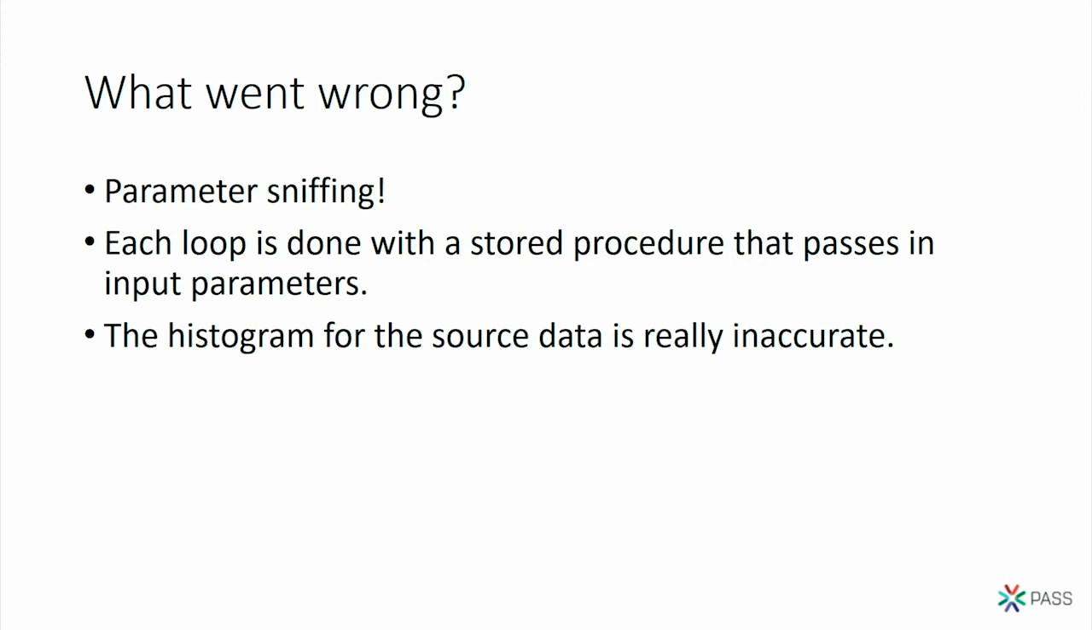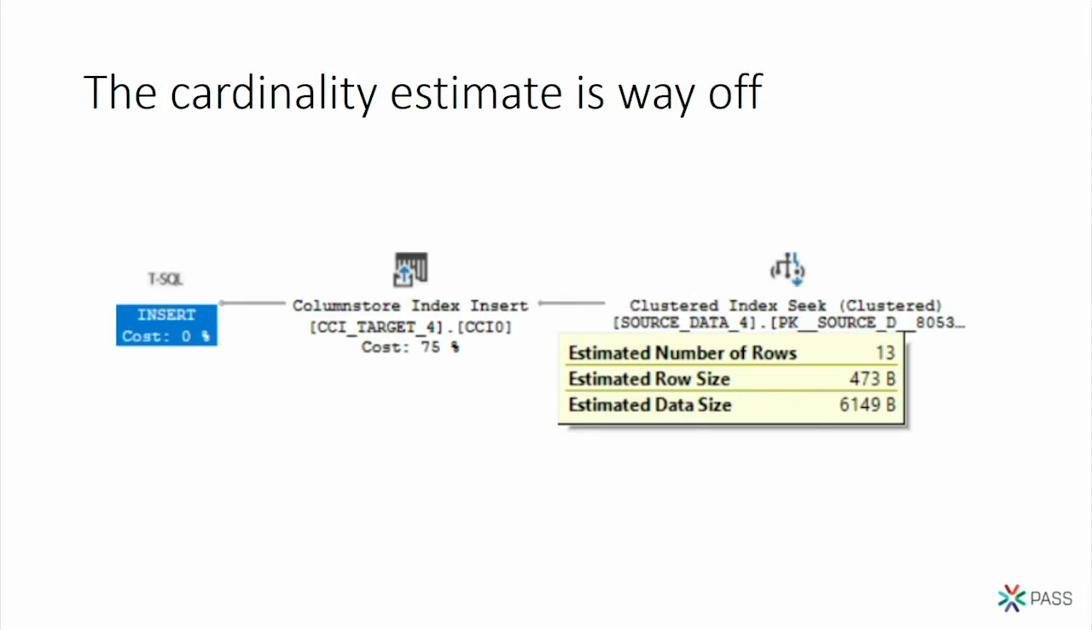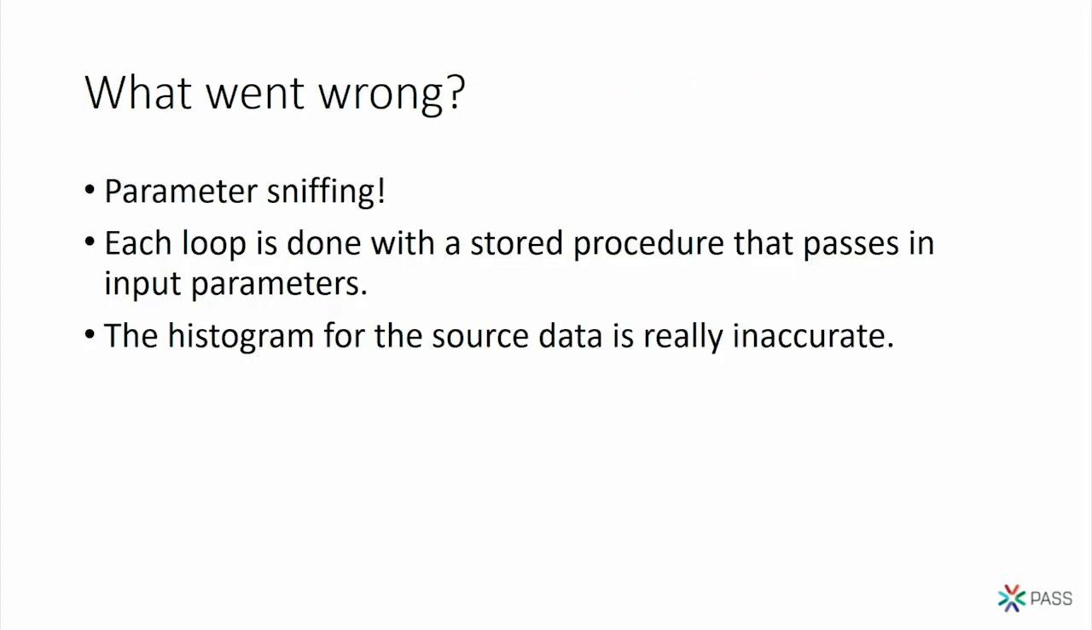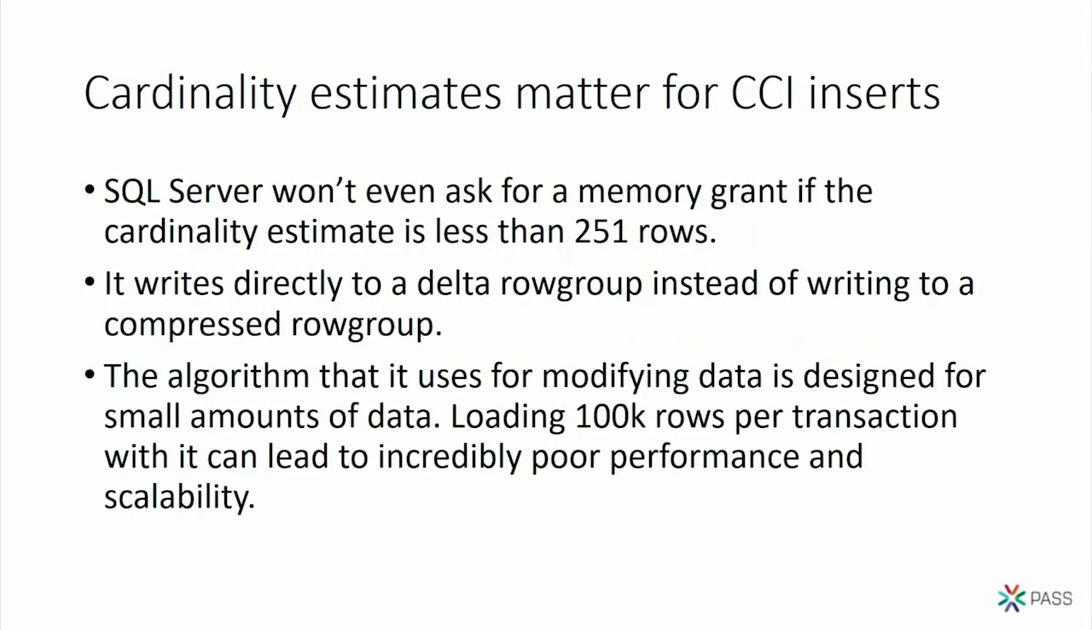And you might be wondering, well, why does this matter? This has the plan shape you want. You're just reading from a table and doing an insert. Who cares about the estimate? Except SQL Server with Columnstore will not ask for a memory grant if your estimate is less than 251 rows. It will write to delta row groups instead of writing to compressed row groups directly.